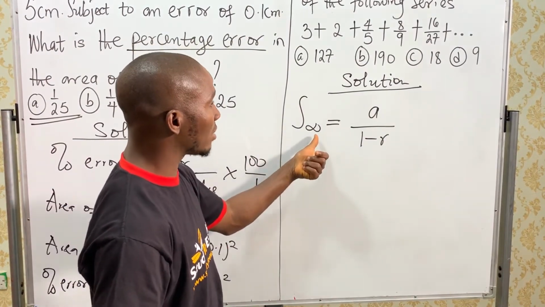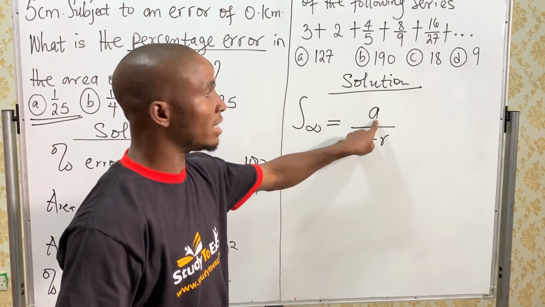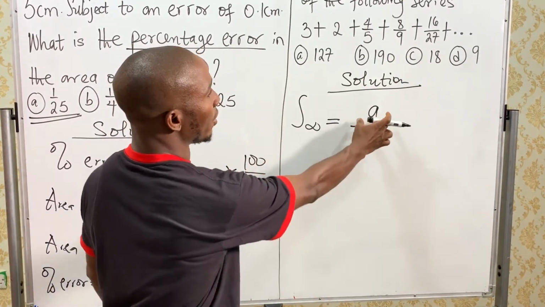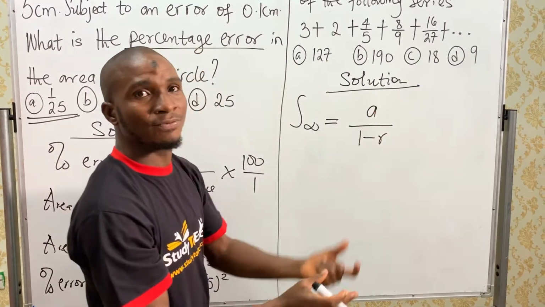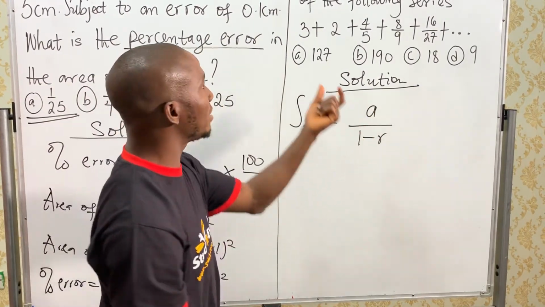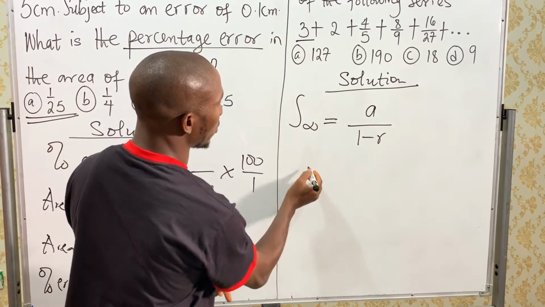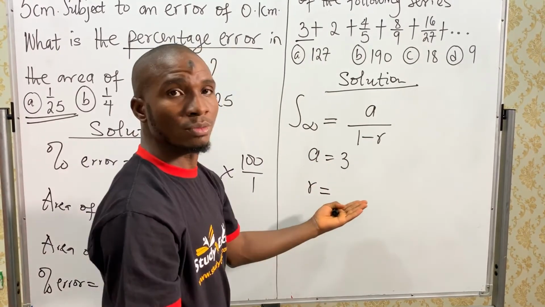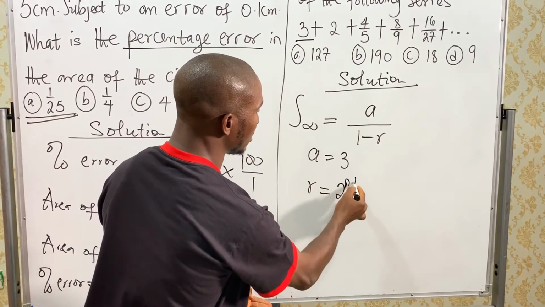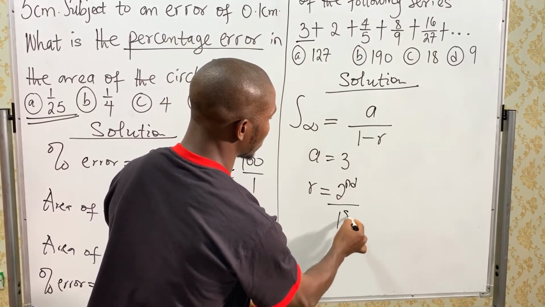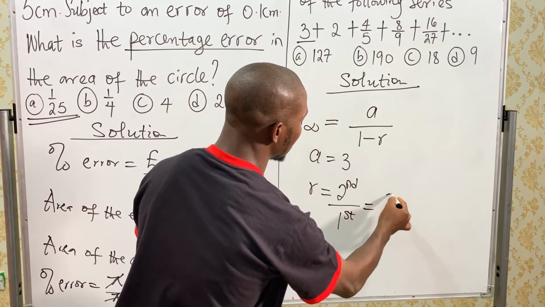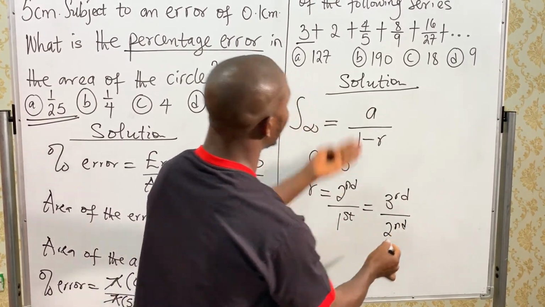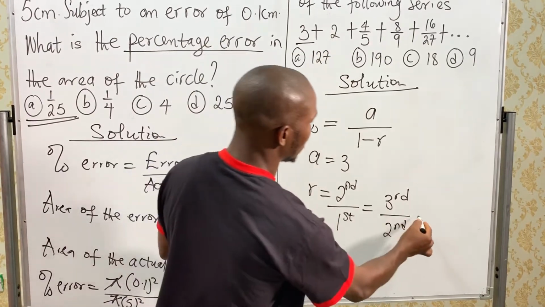Now, this is the formula to calculate the sum to infinity, where your A represents the first term and R represents the common ratio. Now, your A, which is the first term here, represents the first value that's appearing, which is 3. So that is your A. A is 3, while your R, the common ratio, means the second over the first, which must also be the same thing as the third value over the second. So from here we can say it's 2 over 3.